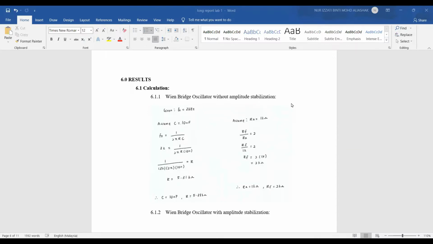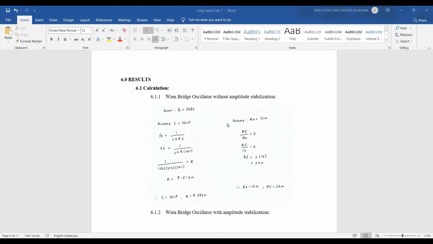To design a Wien bridge oscillator, firstly, we need to determine the value of each component. Given the frequency, fo is equal to 3 kHz. For the RC network, firstly, we assume C is equal to 10 nanofarad. By using the formula fo is equal to 1 over 2 pi RC, we obtain the value for the resistor R is equal to 5.31 kilo ohm. For the RC network, C is equal to 10 nanofarad and R is equal to 5.31 kilo ohm.